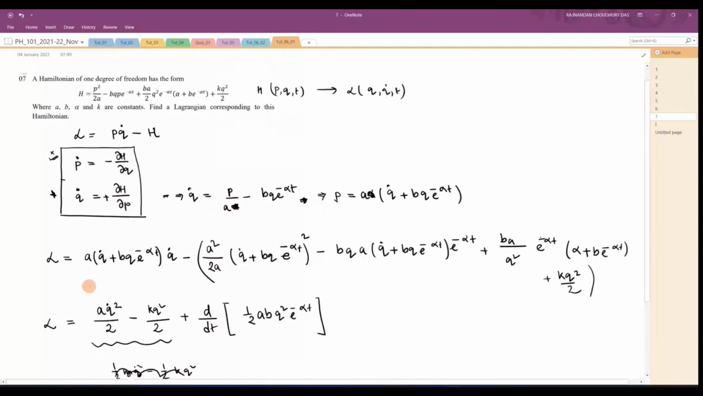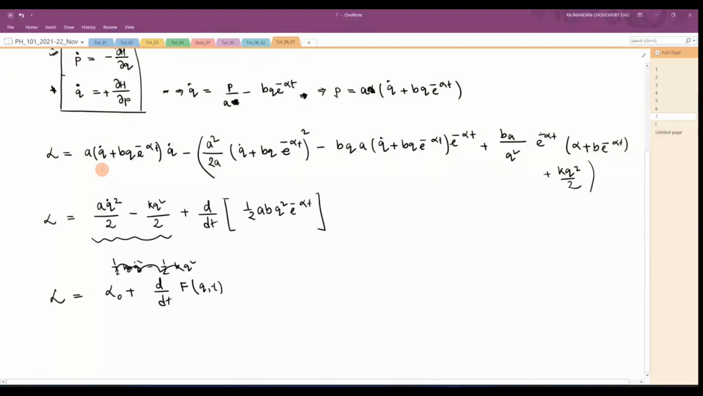By the way, the idea of giving this problem is to simply find a Lagrangian corresponding to this Hamiltonian. Up to this step, it is done, or even before this step it's done. You do not have to write d by dt. You can simplify this and you will get the Lagrangian. So if you get this Lagrangian, you see your Lagrangian is actually some simple Lagrangian plus the total derivative of some function which is dependent only on q and t.